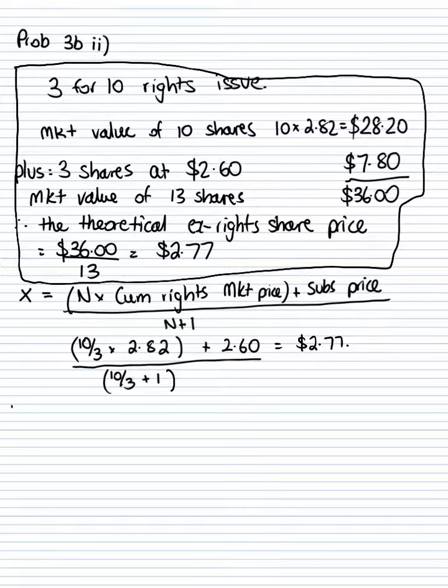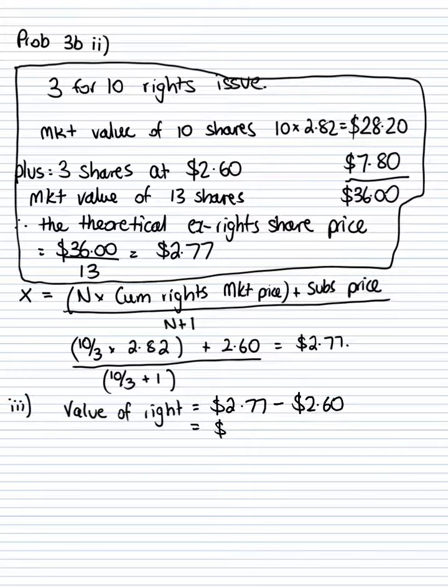Now in part 3, I'm asked what the value of the right is. Now the easiest way to do that is just to think through what we're being offered. So I'm being offered to buy a share for $2.60 that's worth $2.77. So that is worth 17 cents to me. So if I'm offered to buy a share worth $2.77 and I only have to pay $2.60 for it, then the value of that right to me is 17 cents.